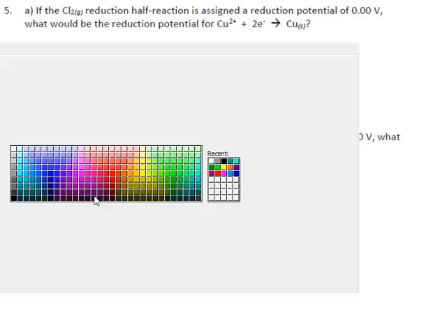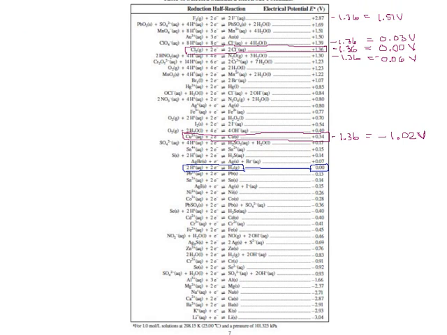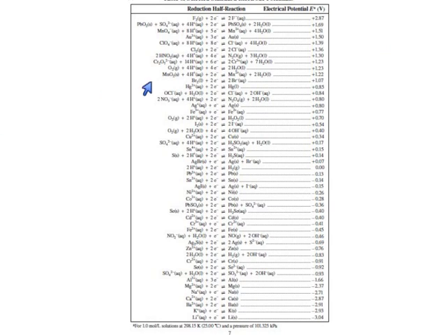Now in B, they do the same thing again, but they change standards on us. Now they're saying, what if the aluminum half reaction was our standard? What if aluminum was super convenient to get and so we made it our zero? Well, where's aluminum now? Here we are. This is the aluminum cell. And on the hydrogen standard, it's minus 1.66 volts. So if we want to make this our zero, what do we do? Raise it up by 1.66. That would be enough to make it our zero level.